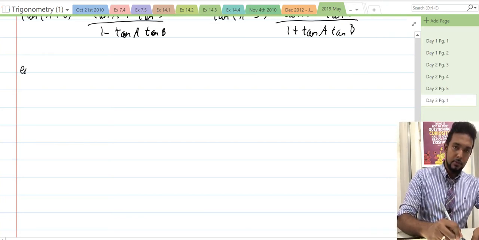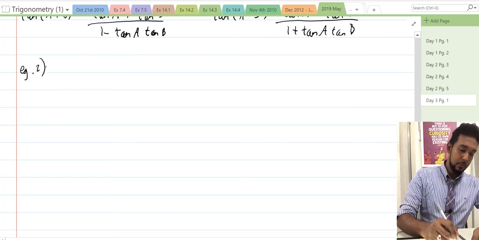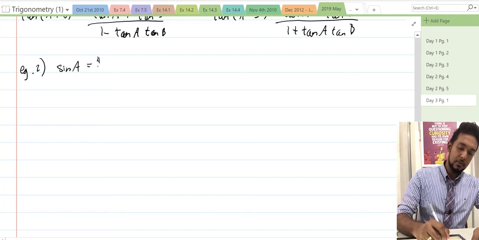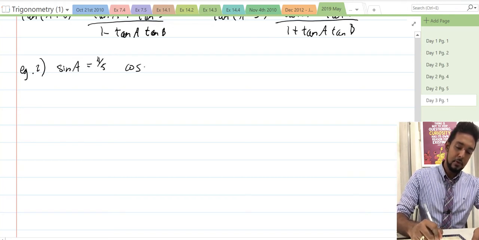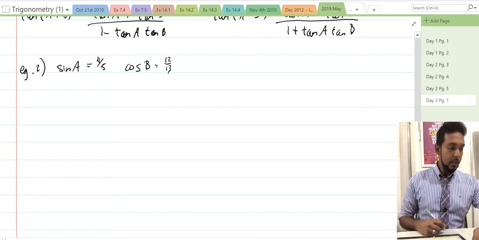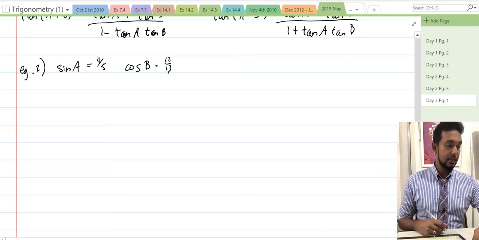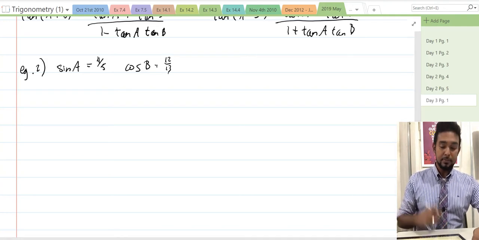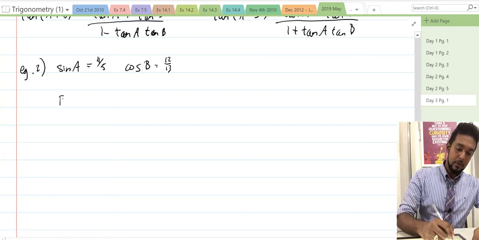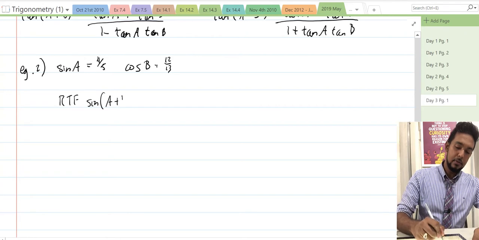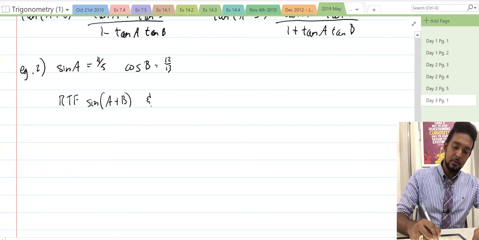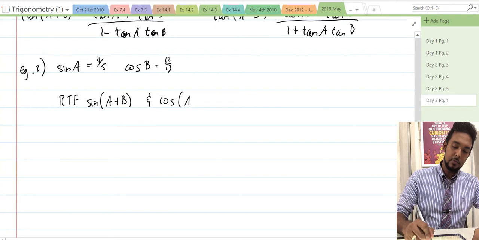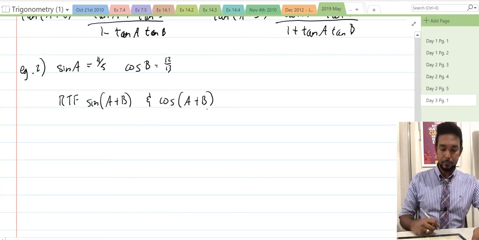All right, so we have example 2. Example 2 gives us that sine A is equal to 4/5 and cos B is equal to 12/13. And without using tables or calculators, find the values of sine A plus B and cos A plus B. So we are required to find sine of A plus B and cos of A plus B.